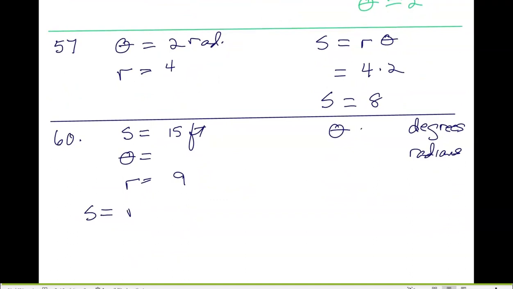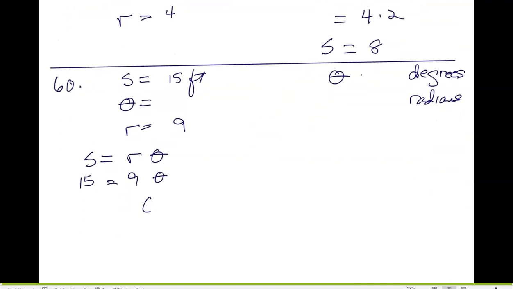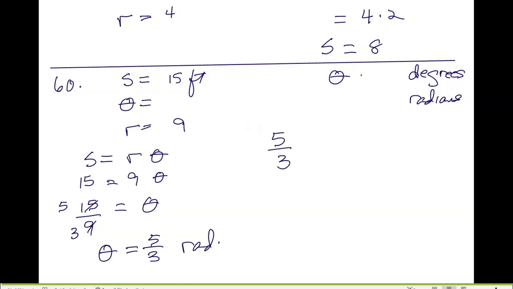So S equals r times theta. If S is 15 and r is 9, then theta must be 15 over 9. 3 goes into 9 3 times, 3 goes into 15 5 times. So theta has to be 5/3 radians. Okay, so this is tricky because this is definitely in radians, even though pi is not present.